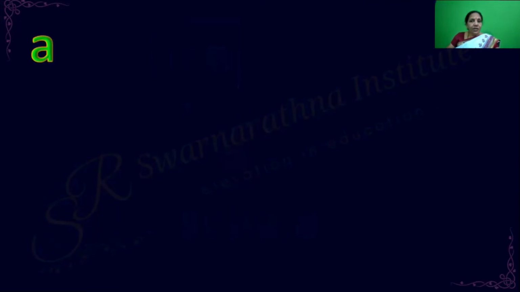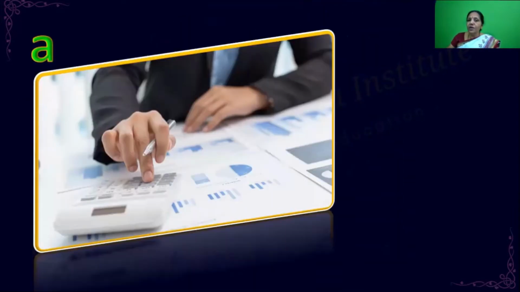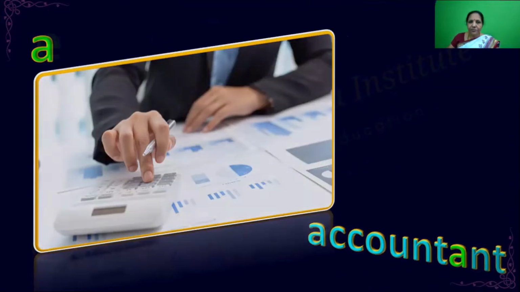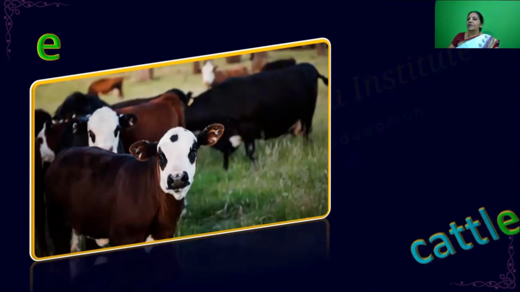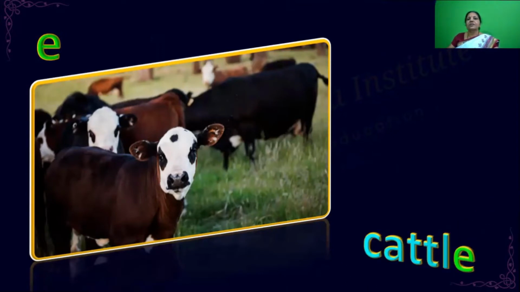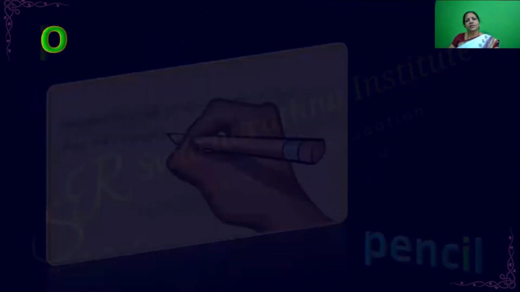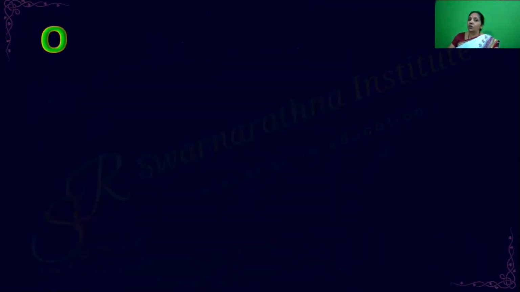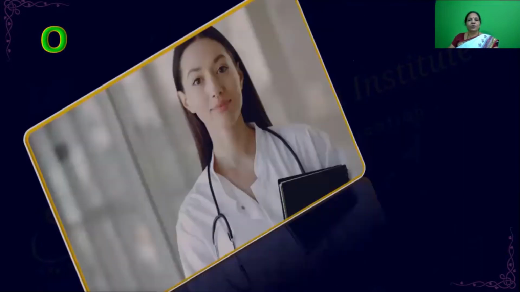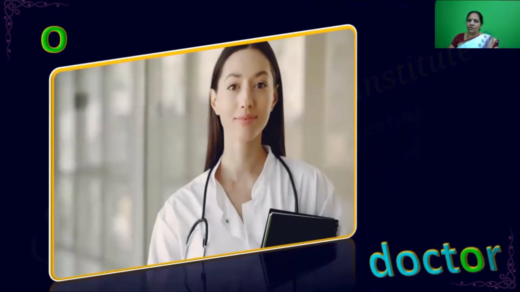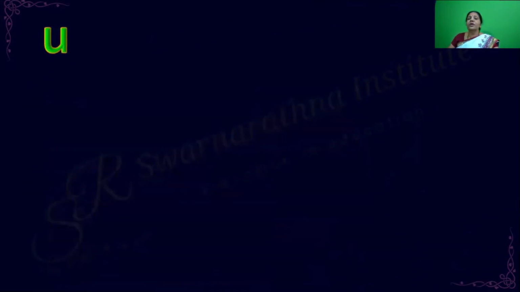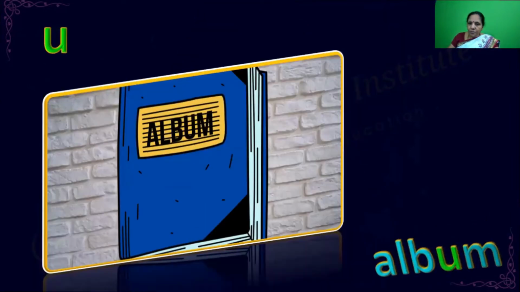So it need not be only O. A can become Schwa as in mountain, or E can become Schwa as in cattle. But here in cattle, the letter E is becoming Schwa before the letter L. The letter I can become Schwa as in pencil, or the letter O as you have already seen in lion. And one more example you can see here. U can also become Schwa as in album.